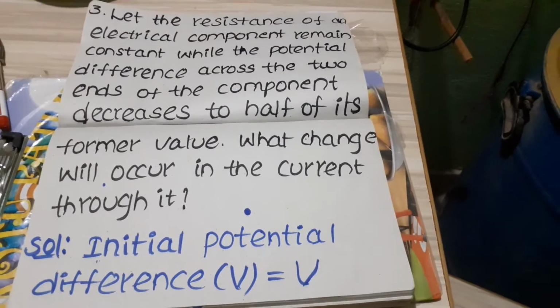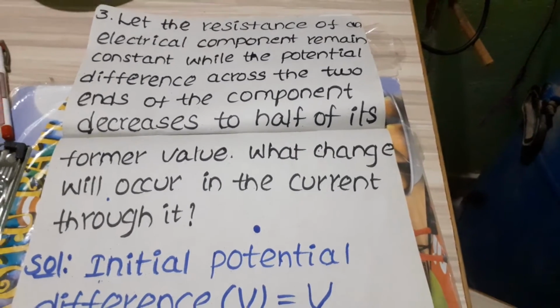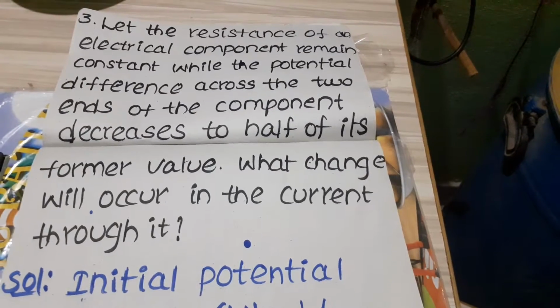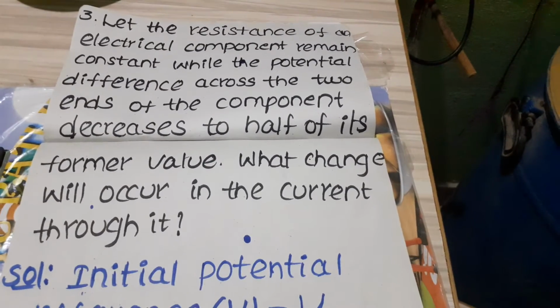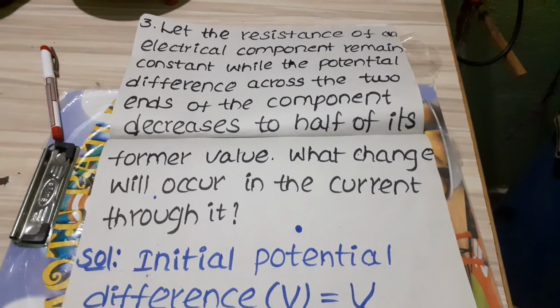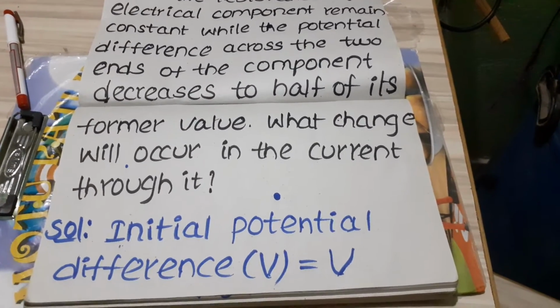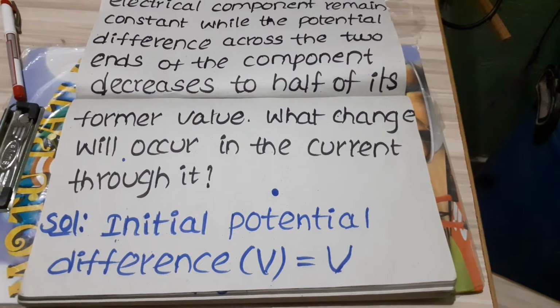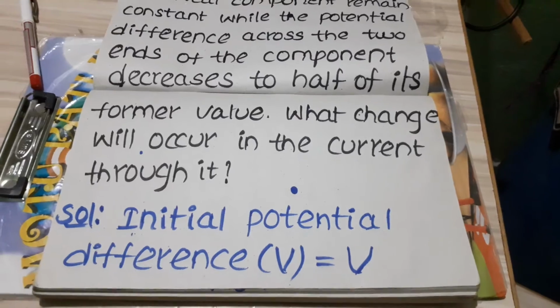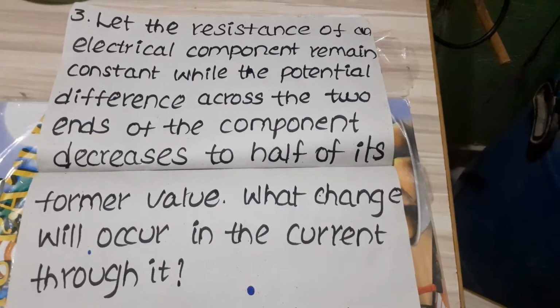So next, question number 3. Let the resistance of an electrical component remain constant. The potential difference across the two ends of the component decreases to half of its former value. What change will occur in the current through it? That is the question they are asking.